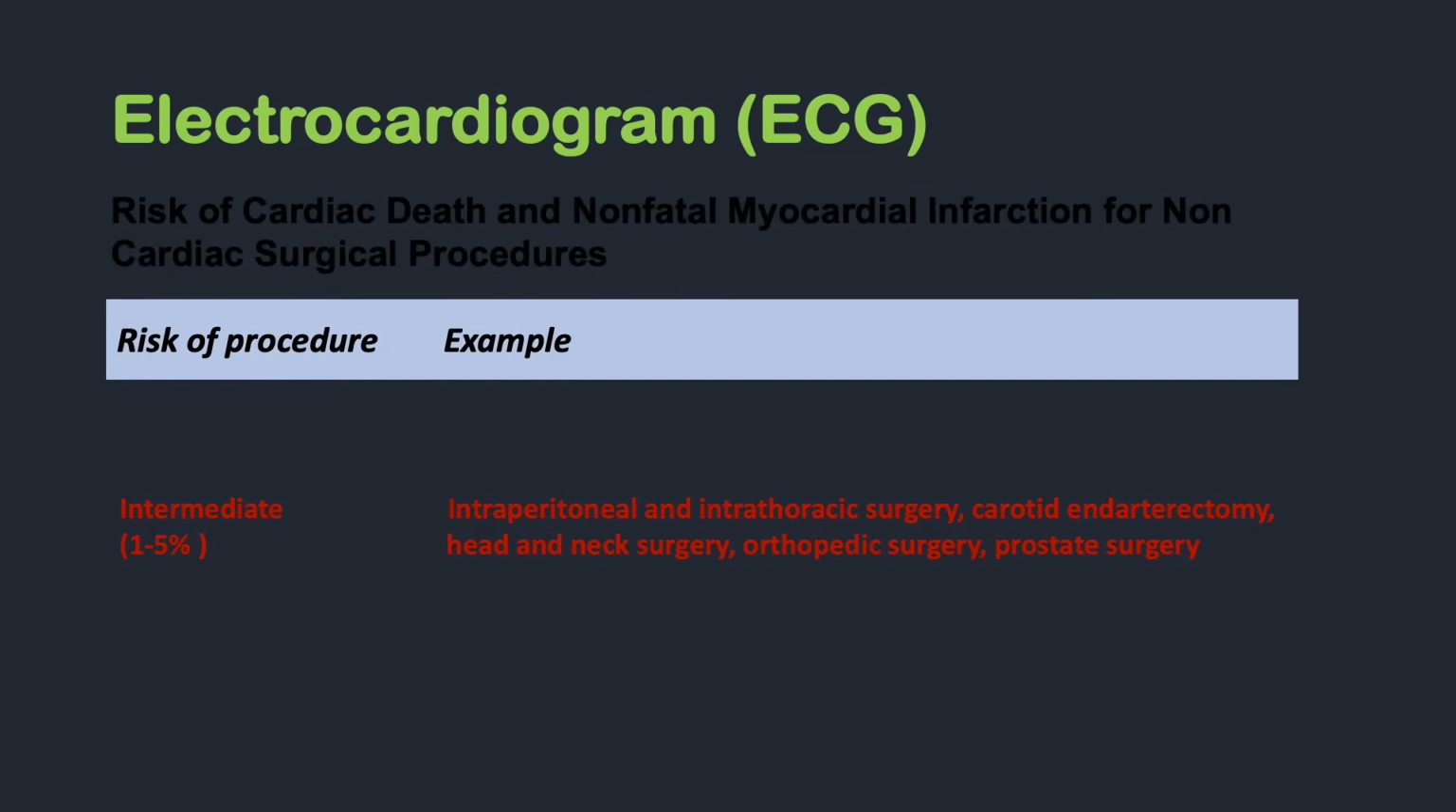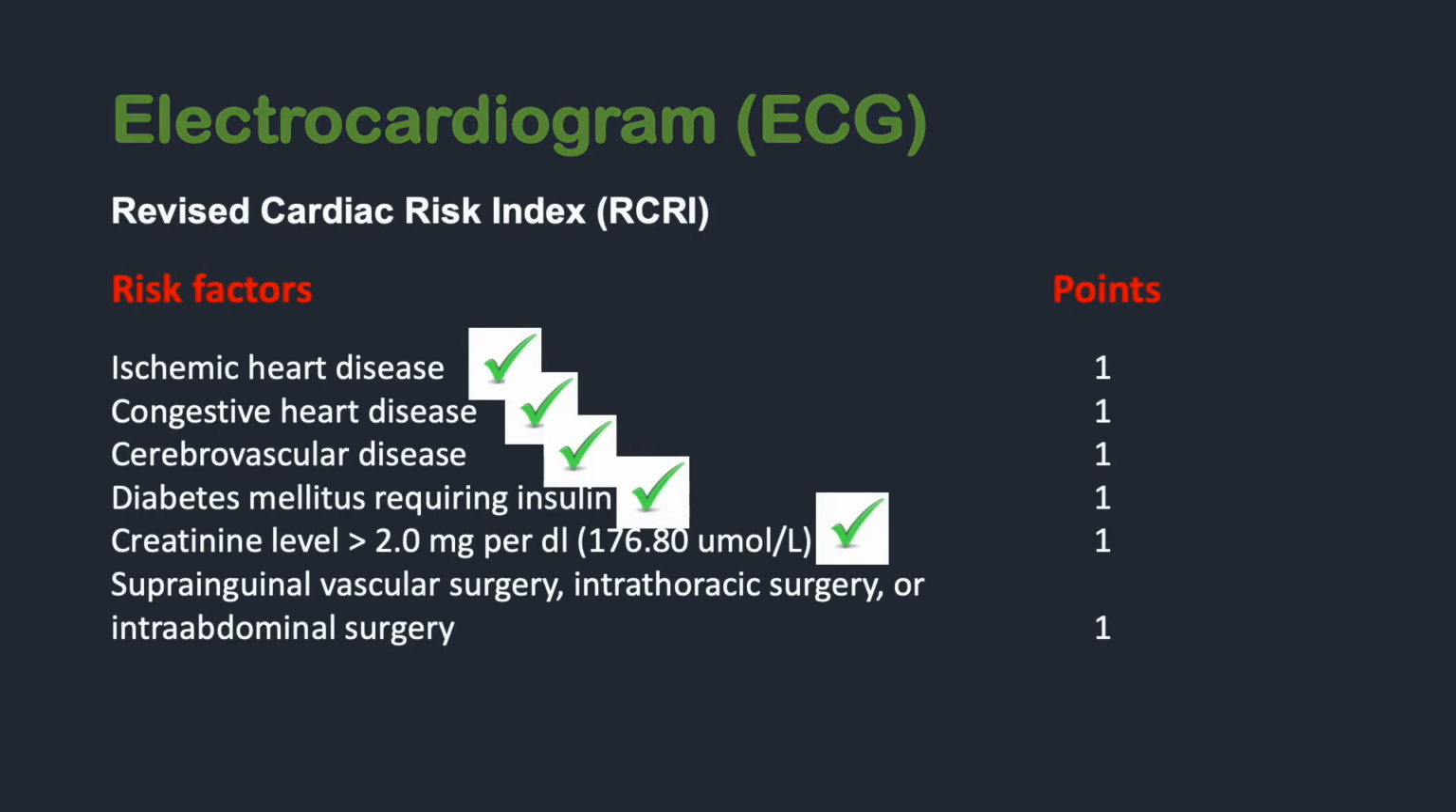Now the gray area, the intermediate, these patients are in the middle. So how do we decide whether this patient needs an ECG or not? So we look for risk stratification. We use the revised cardiac risk index. So these include 5 clinical risk factors and 1 procedural risk factor.